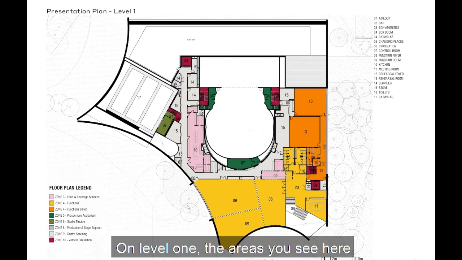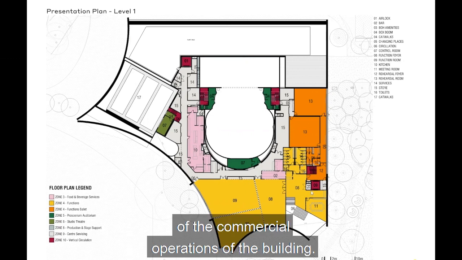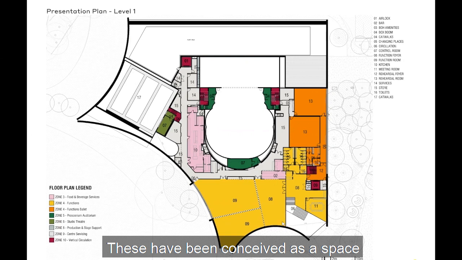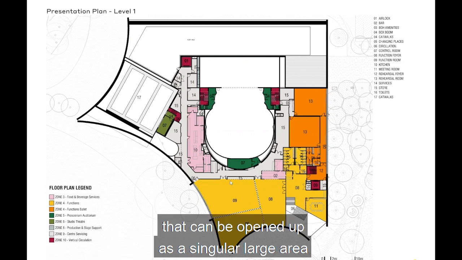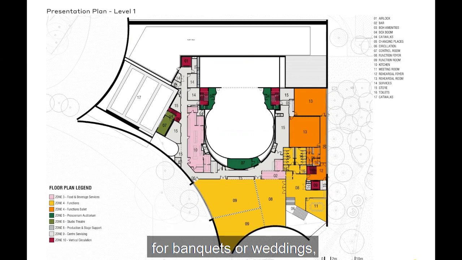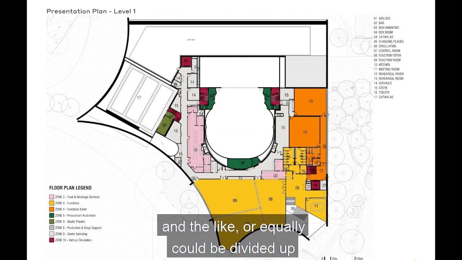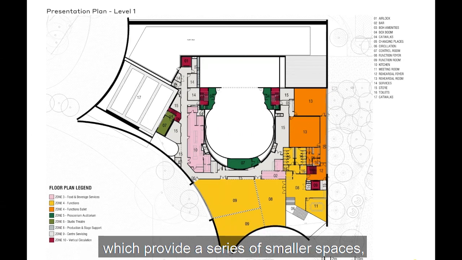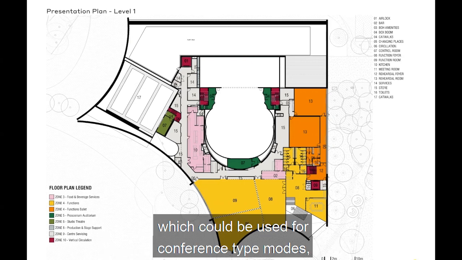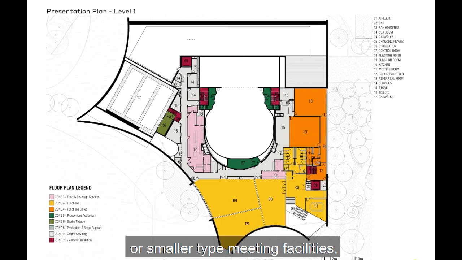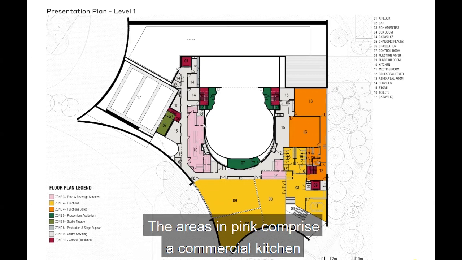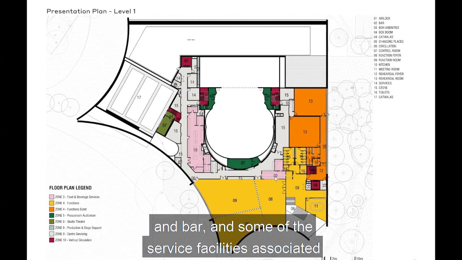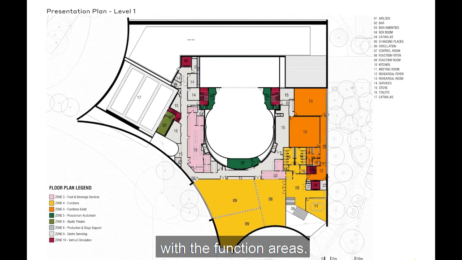On level 1, the areas you see here in yellow to the south of the building comprise the main function room areas, which are associated with some of the commercial operations of the building. These have been conceived as a space that can be opened up as a singular large area for banquets or weddings and the like, or equally could be divided up through operable partitions, which provide a series of smaller spaces which could be used for conference type modes or smaller meeting facilities. The areas in pink comprise commercial kitchen and bar and some of the service facilities associated with the function areas.